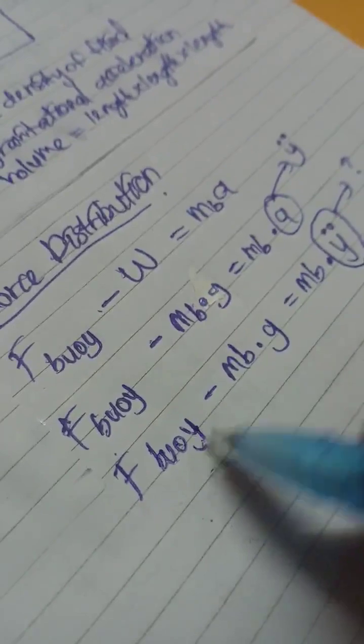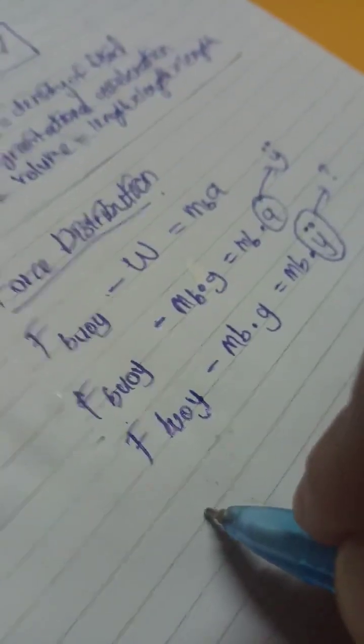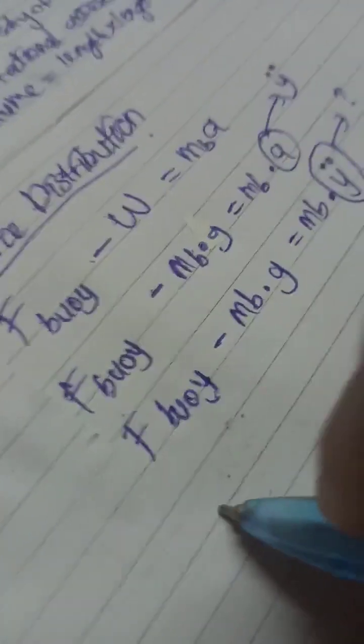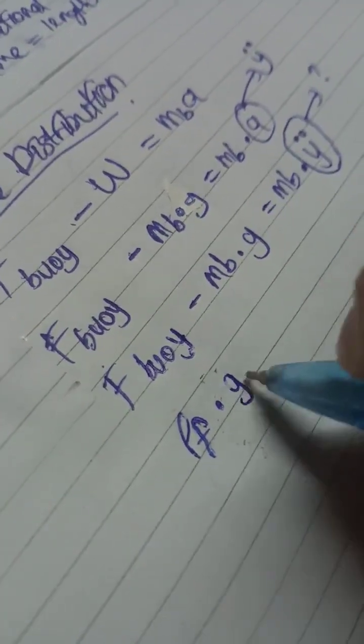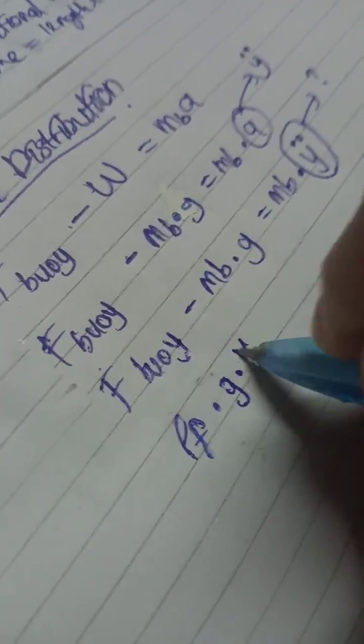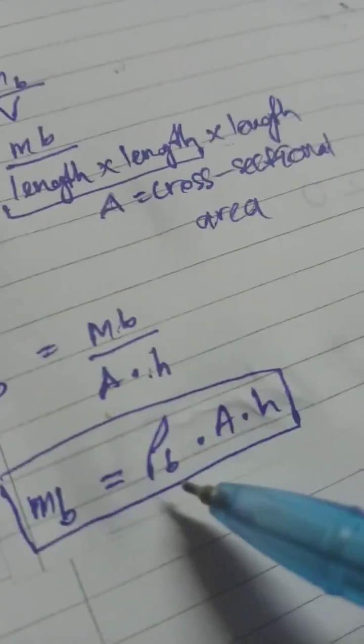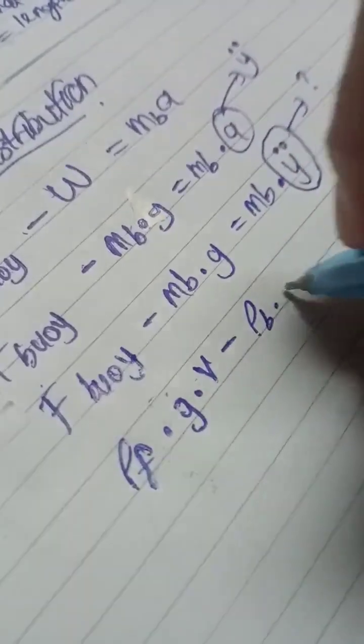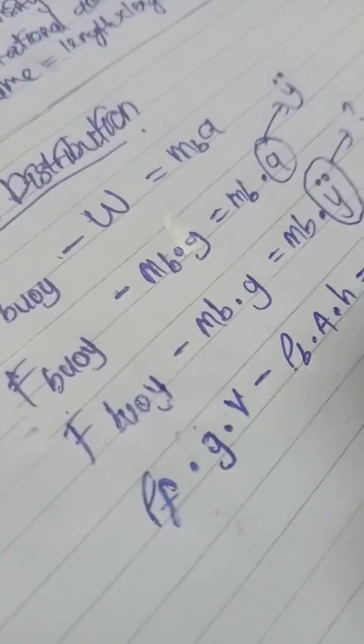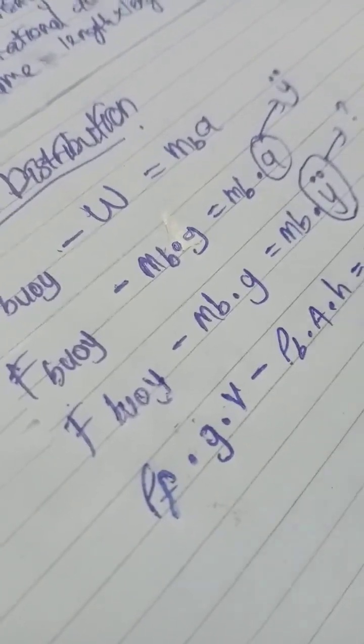Now we are going to break down m_b and the F buoyant. We know that F buoyant is equal to rho_F times g times V. So rho_F times g times V minus m_b, which is equal to rho_B times A times H, so rho_B times A times H, equals m_b times y double dot.